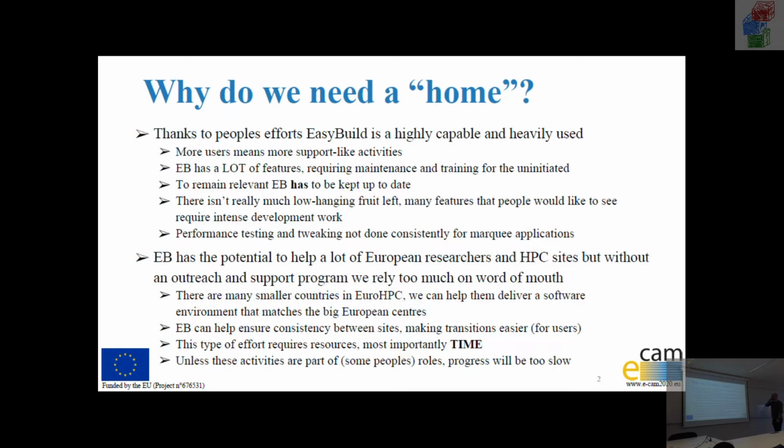So the first question I wanted to ask is, why even bother? Why do we need a home? Why would we want a project, funding, deadlines, deliverables, these kind of horrible things? Why would we want something like that?